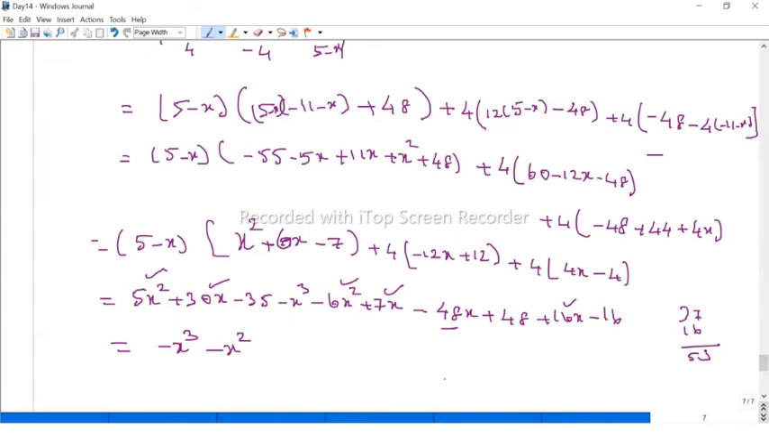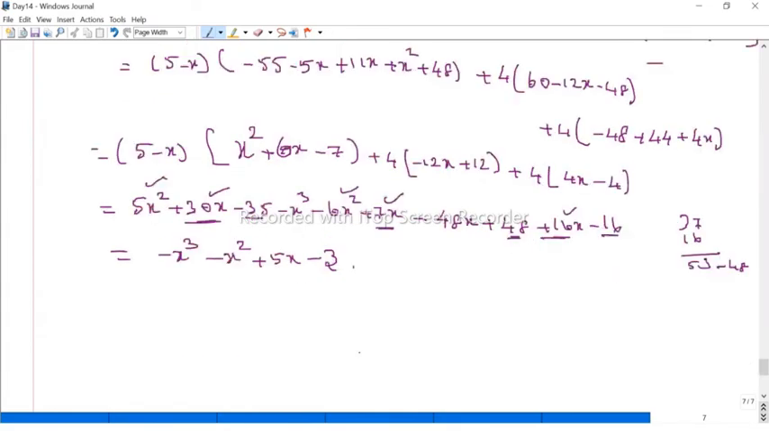So therefore, it should be plus 5x. If any mistake, please correct me. So this is 30x plus 7 is 37, plus 16, 47, 53, minus 48. So 53 minus 48 is plus 5x. Now the next term is the constant term. So this is 35 and this is 16. Therefore 51, minus 51 should be minus 3, right?